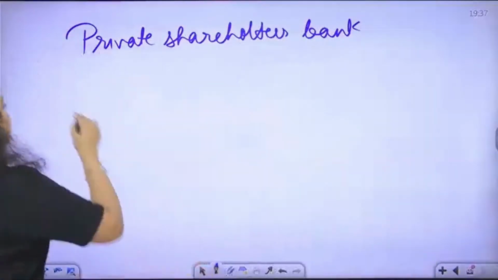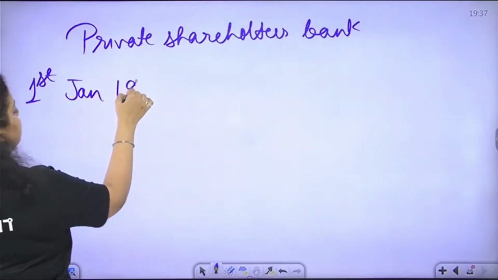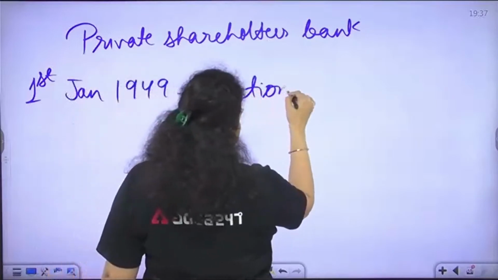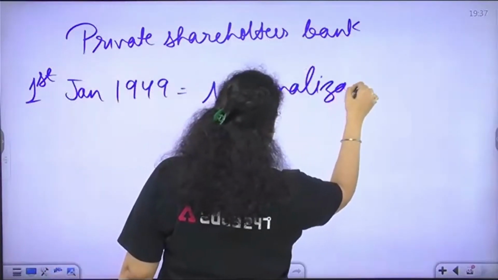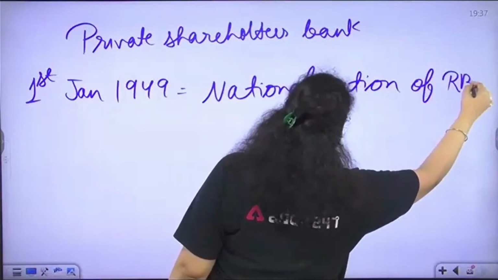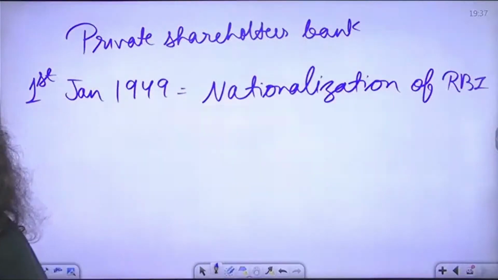But on 1st of January 1949, the nationalization of RBI was done. From that particular day, RBI is the Bank of the Government of India. I hope it's clear. Let me know.